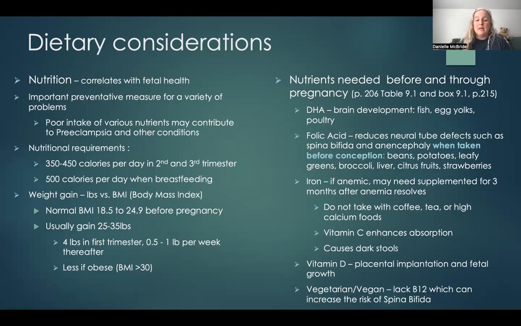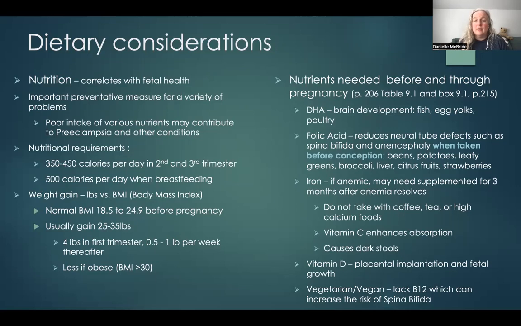Now, if she's obese, if her BMI is greater than 30, which is how we define obesity, they might recommend her to gain less. Okay. But for the most part, the numbers to know are 4 pounds the first trimester, then half a pound to a pound a week. Okay. So that we gain 25 to 35 pounds. And we want to teach her to do it with good nutrients.